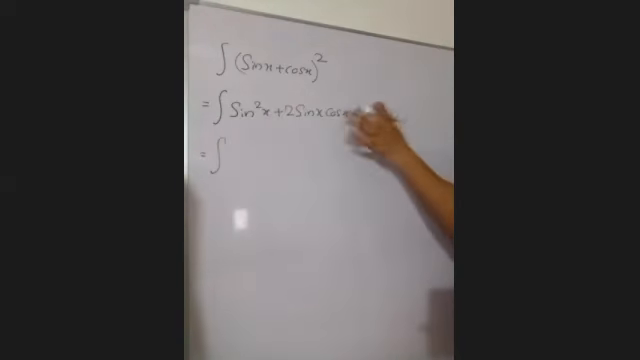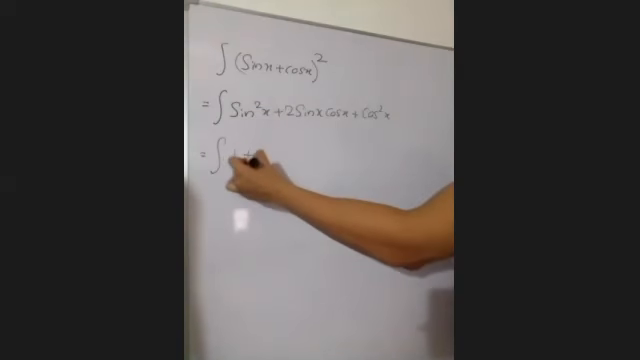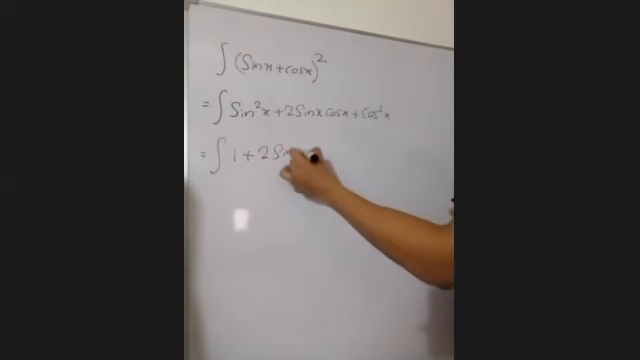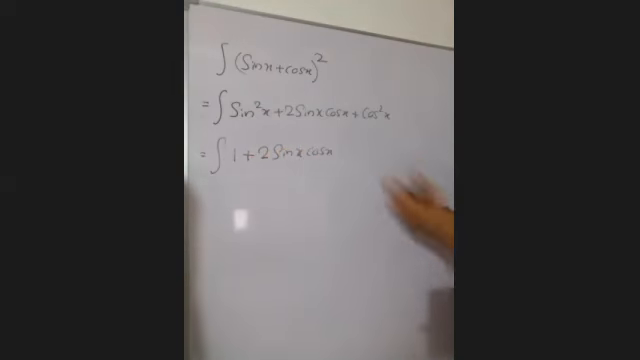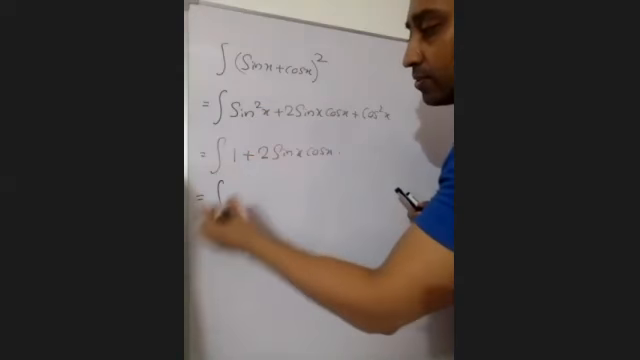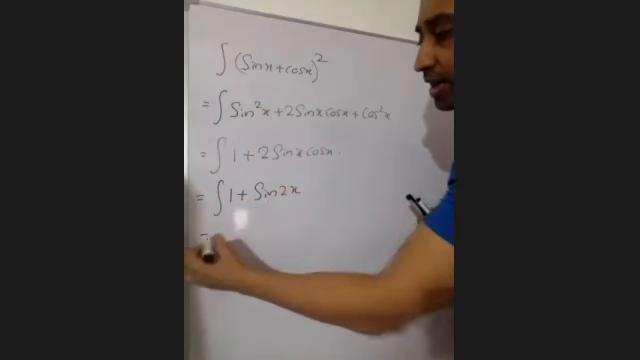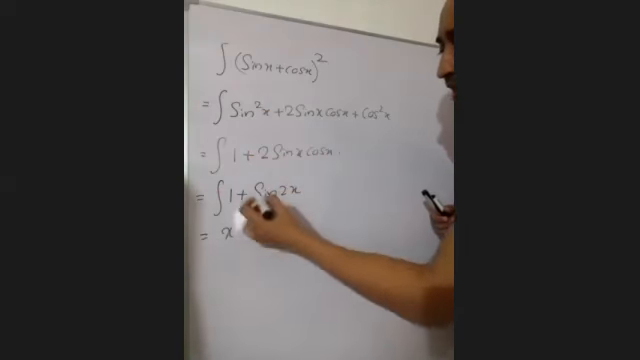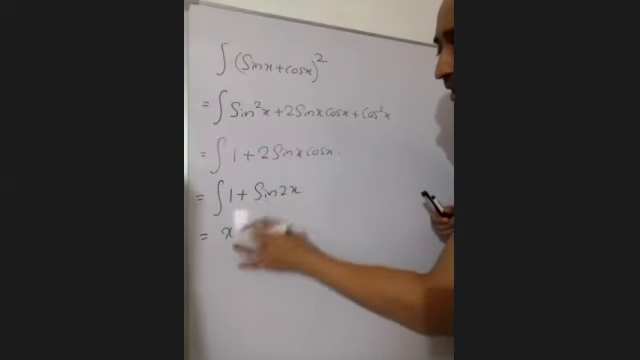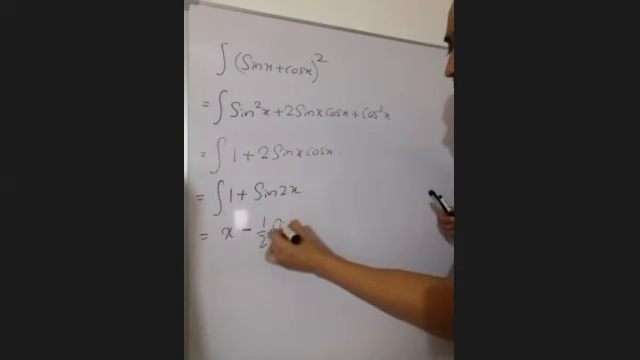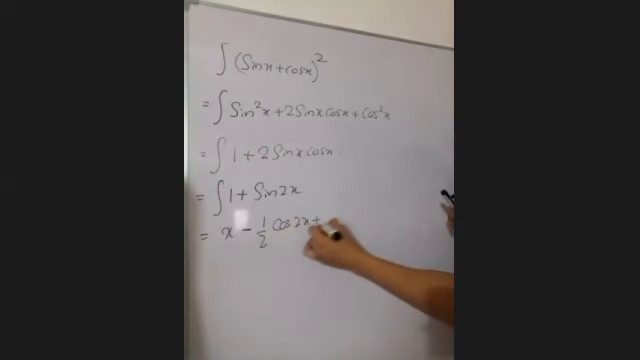Integration of sin squared x plus cos squared x is 1, plus 2 sin x cos x. For 2 sin x cos x, we have a formula, so you can replace this with 1 plus sin 2x. The integration of 1 is x, and the integration of sin 2x is minus 1 over 2 cos 2x, plus c is the final answer for this.